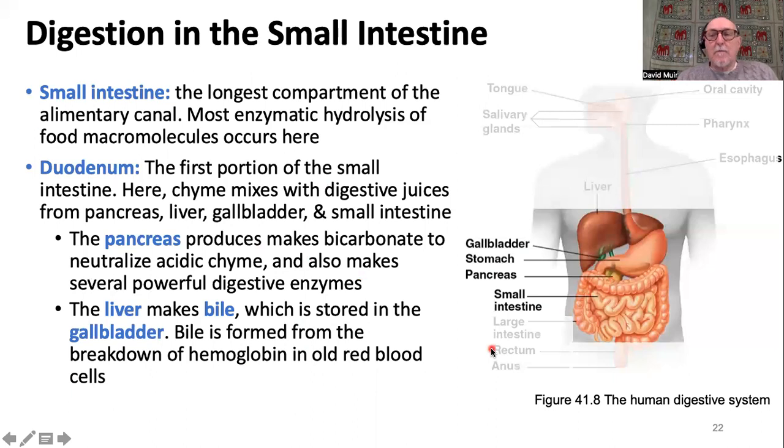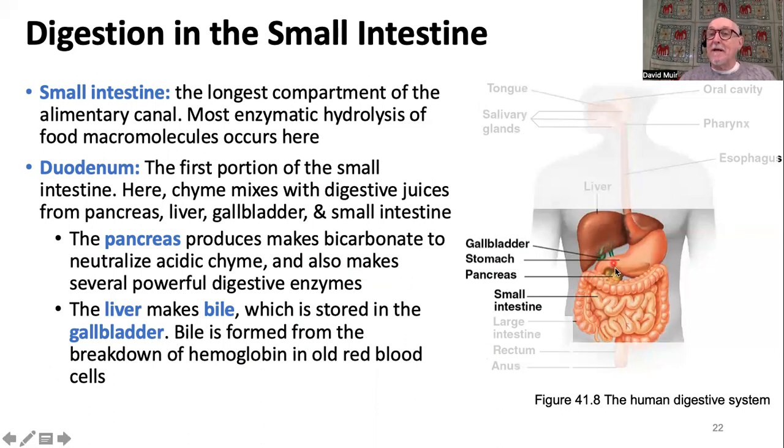The other really important gland associated with the small intestine is the pancreas. And the pancreas makes numerous substances which are released into the lumen of the small intestine. The one really important one is bicarbonate. And bicarbonate neutralizes the acid from the stomach.